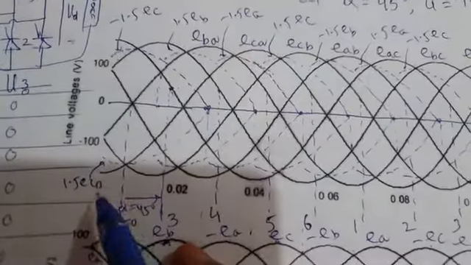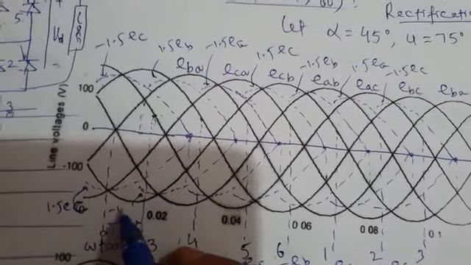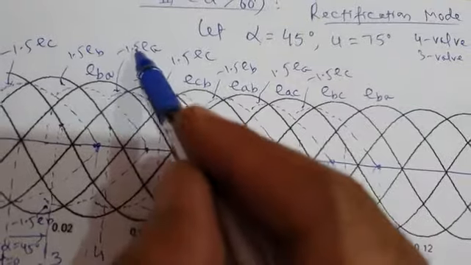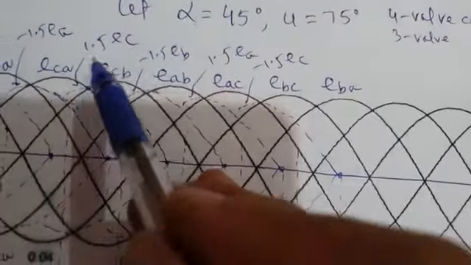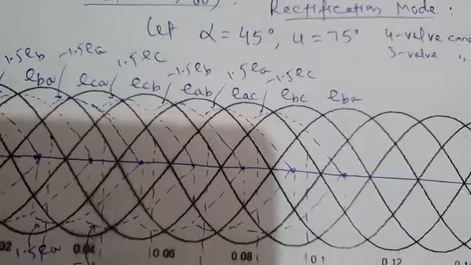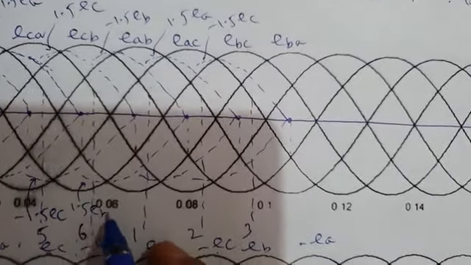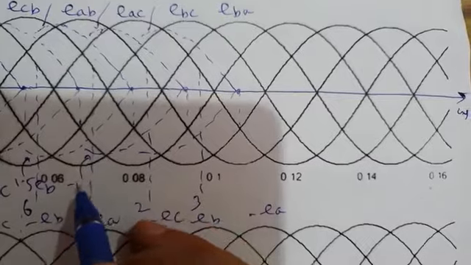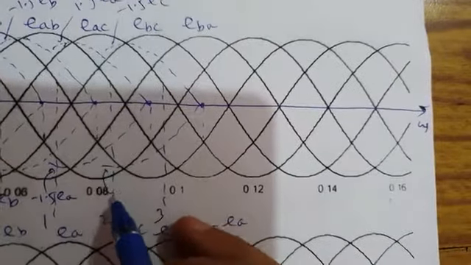So this is plus 1.5 EC. This was minus 1.5 EC. This is plus 1.5 EC. Okay. This is plus 1.5 EB. This is obviously minus 1.5 EB. Right? Similarly, this is minus 1.5 EA. You can see this is minus 1.5 EA. So this will be plus 1.5 EA. Then this is plus 1.5 EC. You can see this is plus 1.5 EC. This will be minus 1.5 EC. Then this is minus 1.5 EB. This will be plus 1.5 EB. Then 1.5 EA. You can see this is 1.5 EA. This will be minus 1.5 EA. Then this is again minus 1.5 EC. You can see, and this is plus 1.5 EC.